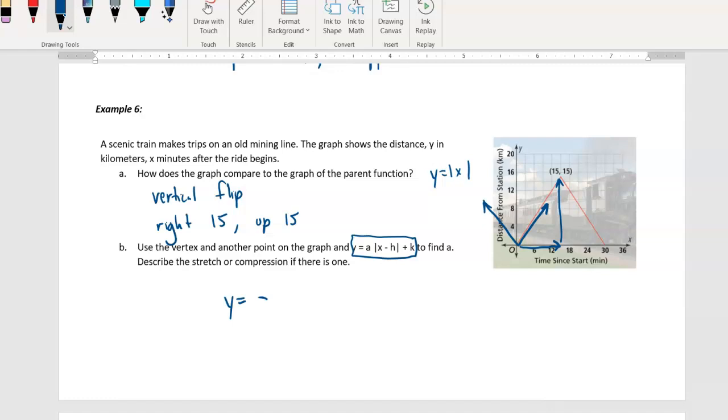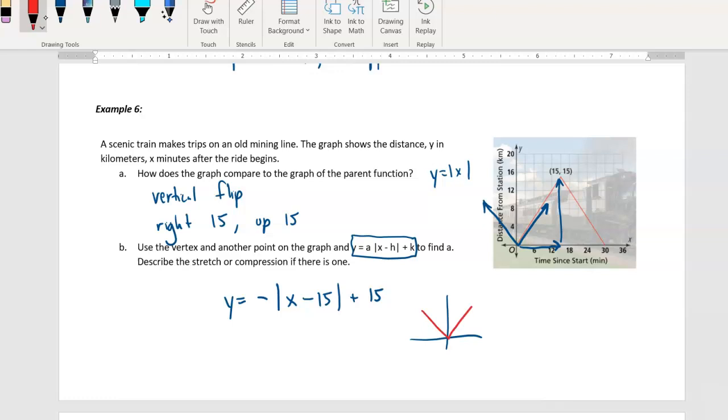It's not stretched at all vertically. I'll show you how to tell that in just a second. But there's no vertical stretch at all. So we would just have y equals negative. And then it's moving to the right 15, so it'll be x minus 15. Then it's moved up 15 units. So here's how we could tell if there's been a vertical stretch at all.